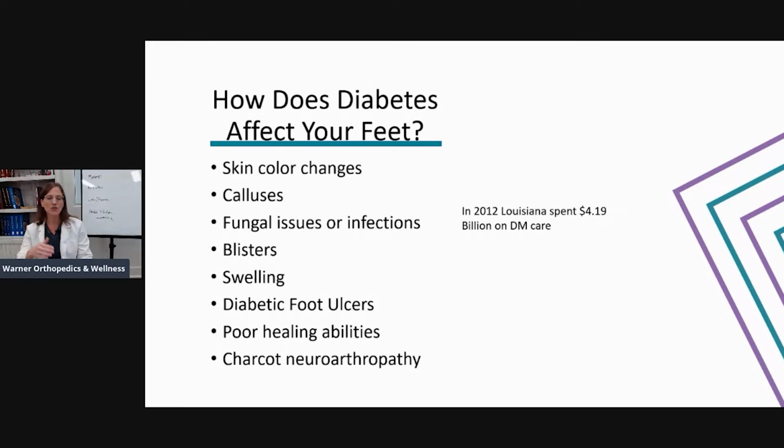And then you have Charcot neuroarthropathy, which is one of my specialties, and that's when diabetes is so extreme that the foot just becomes completely deformed and you just get huge ulcers that nobody seems to be able to handle. These are the people that are at risk of amputation, and my primary concern is limb salvage, so we do everything we can to prevent an amputation. But this is where it all starts. In 2012, think about this, and this is 8 years ago, right? Louisiana spent $4 billion on the care of diabetes, and a lot of that, believe it or not, is foot care.